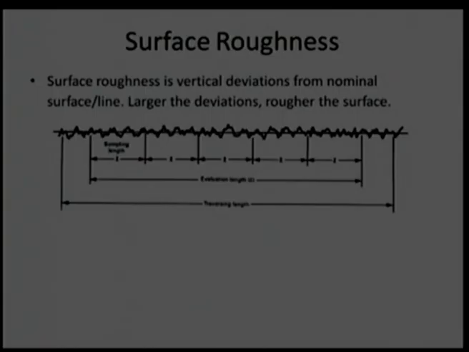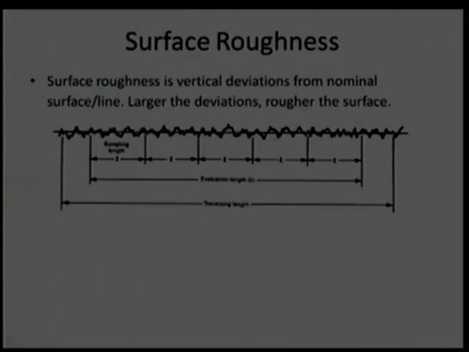If there is a larger magnitude of deviation, naturally the surface will be rougher. That is why this line shows a nominal line passing through almost the center, and these are the peaks and valleys. This magnitude, this amplitude, shows the surface roughness. The larger the amplitude, the larger the roughness.